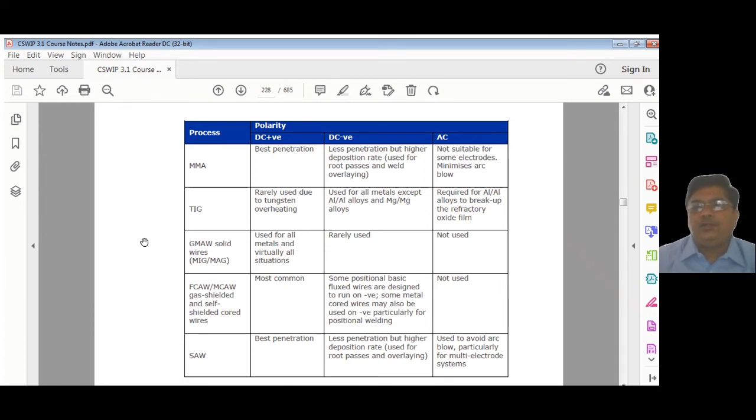So in SMAW manual welding, DC positive has the best penetration, and DC negative has less penetration but a higher deposition rate. So when a welder wants to do the welding fast, or wants to finish the job fast, he will make it DC negative. So be very careful. This is a very essential variable, so in the welding you will need to check this. AC is not suitable for some electrodes, but minimizes arc blow.